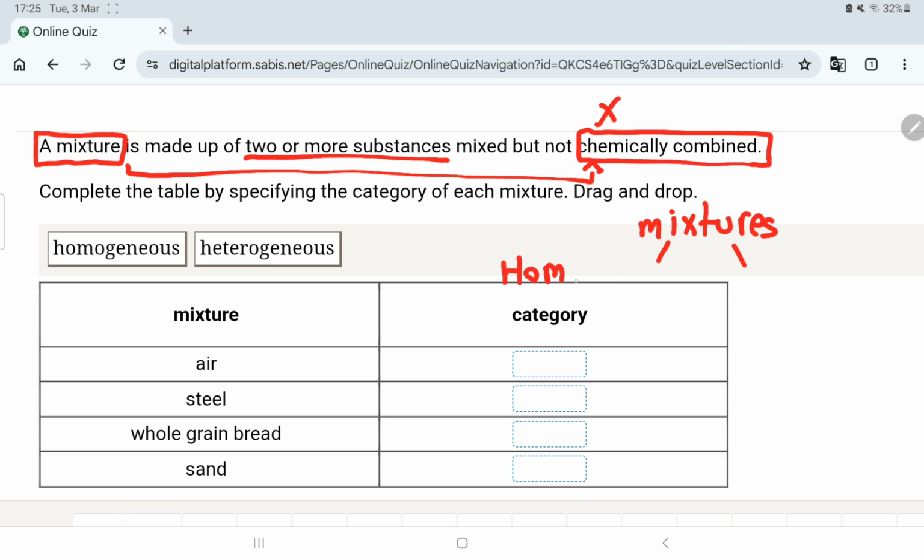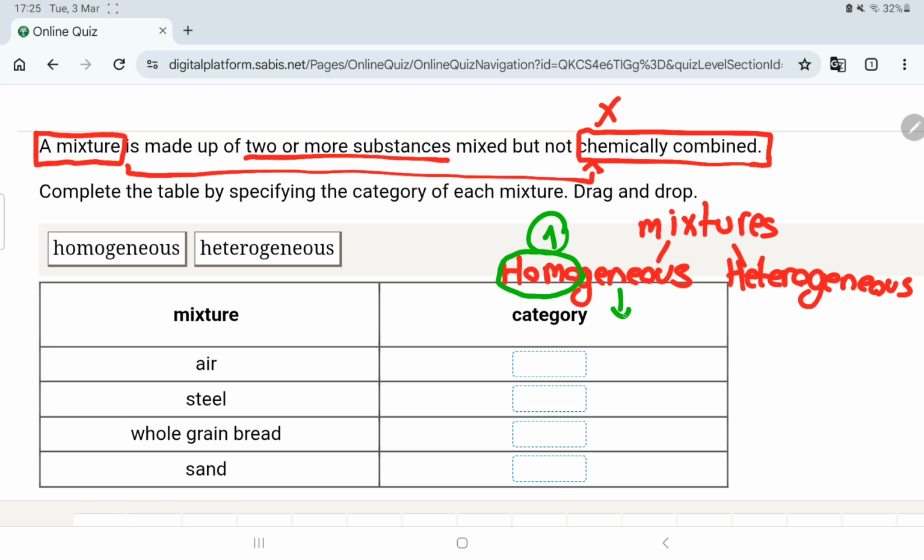Here. Homogeneous and heterogeneous. Okay? So basically, homo means one, so you only see one part. For example, in a solution, you only see the water or the solvent. In an alloy, you only see one metal. In the air, you'd see nothing for air.